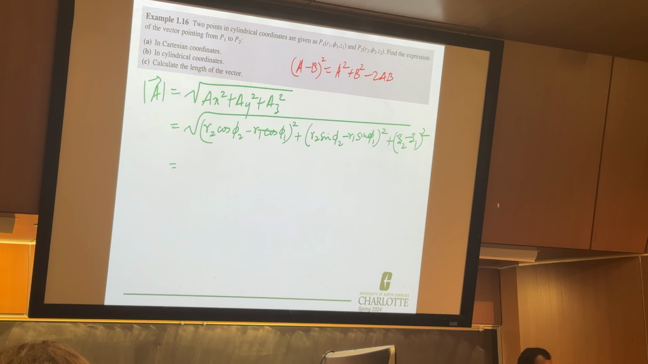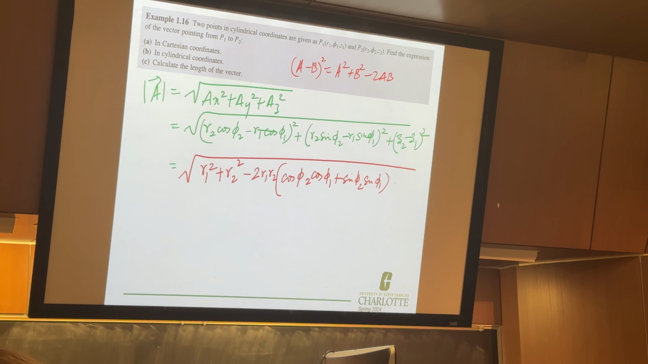And then you simplify, what you get is square root r1 squared plus r2 squared minus 2 times r1 r2 (cosine phi2 cosine phi1 plus sine phi2 sine phi1), and then you have the z term.